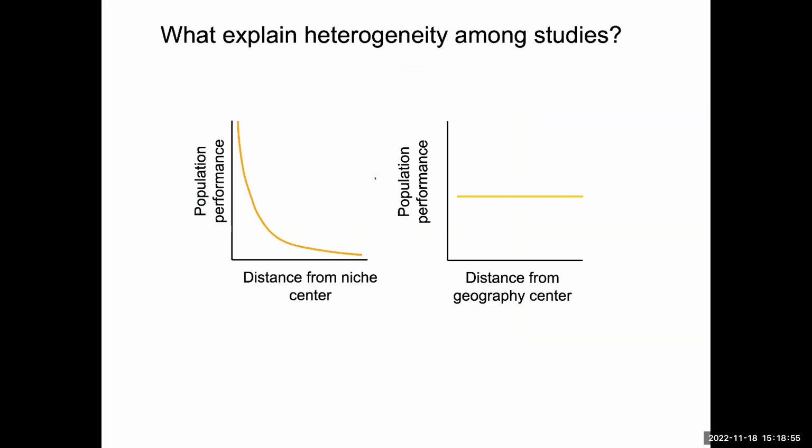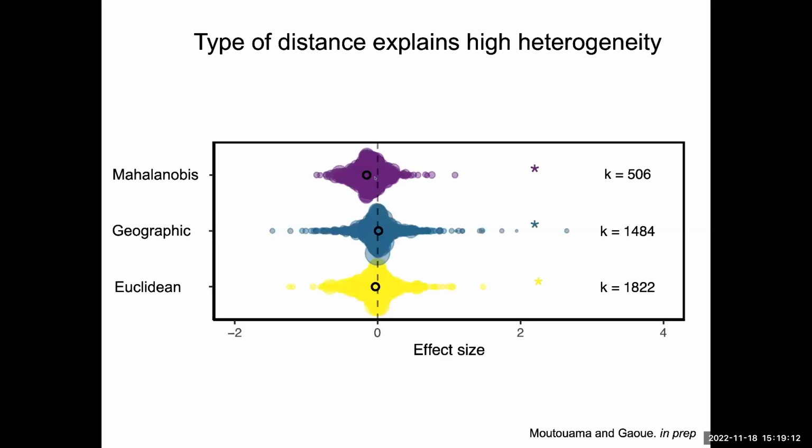So here we predict that for studies using distance from the niche center, we would find support for the center-periphery hypothesis, and for studies using distance from the geographic center, we would not find support. We did that, and we found that studies using the two climatic distances, the Mahalanobis distance and the Euclidean distance, did not find support for the center-periphery hypothesis, but studies using geographic distance found support for it.